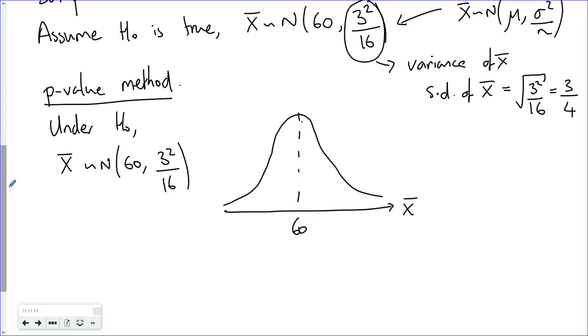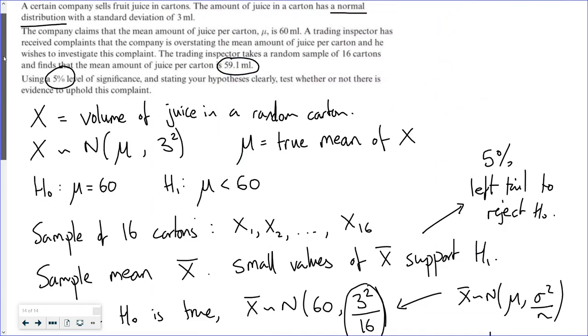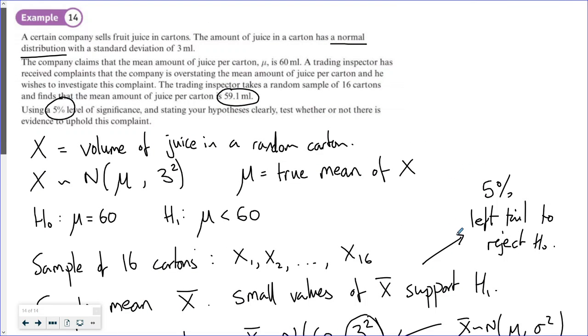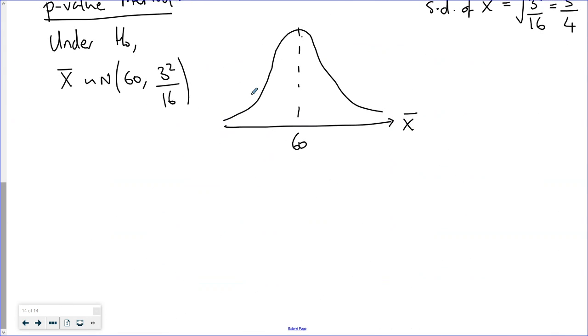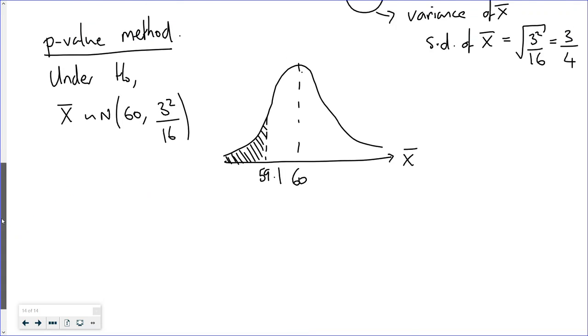And for the p-value method, we still need to work out whether we're in the left 5% of the distribution to reject H0, because remember, we're looking for small values of x in order to reject H0. But this time we're going to say, well, I know that my x bar is 59.1. So let's put 59.1 on our diagram. So what we're going to do for the p-value method is work out the probability of being at 59.1 or to the left.